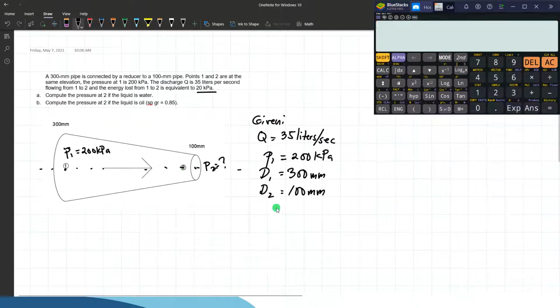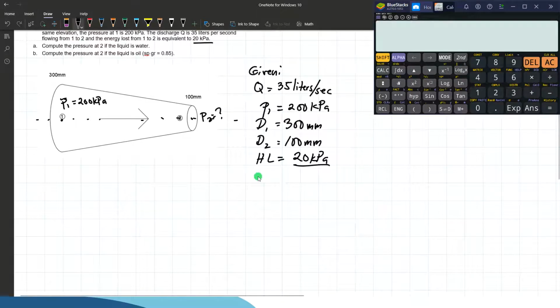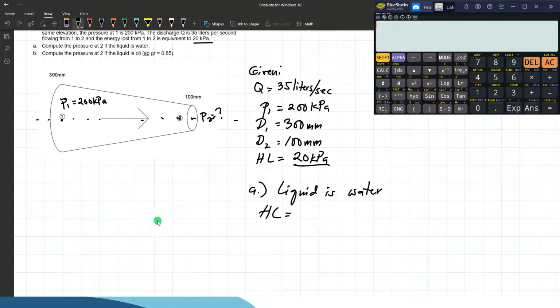So given also here is head loss, which is in kilopascal. It is in the unit of pressure. So since what we are going to use in head loss should be in the unit of meter, this pressure should be converted to its equivalent head. So for letter A, okay, the liquid is water. So let's convert first the head loss to its equivalent head. As we recall, the pressure is equal to the product of the unit weight of the fluid multiplied by the height for its equivalent pressure head. So let's determine pressure head by dividing the pressure by the unit weight of the liquid.